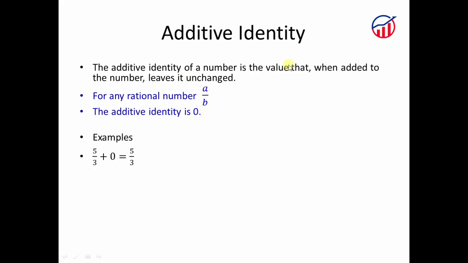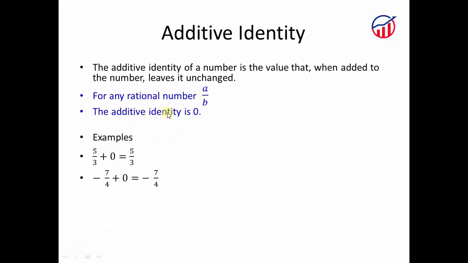So that means when added to a number, it leaves it unchanged. The additive identity for a number is the value that when added to the number leaves it unchanged. So the additive identity is 0 over here. When you add 0 to any rational number, you will get the same number. That means the value remains unchanged. Hence 0 is the additive identity.